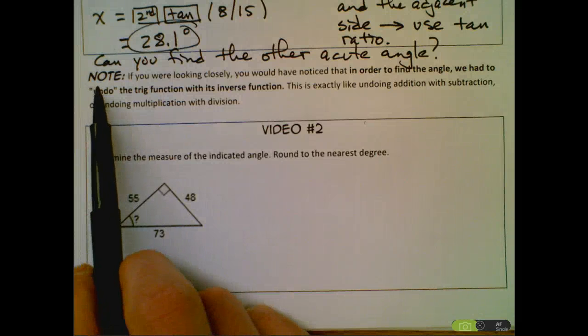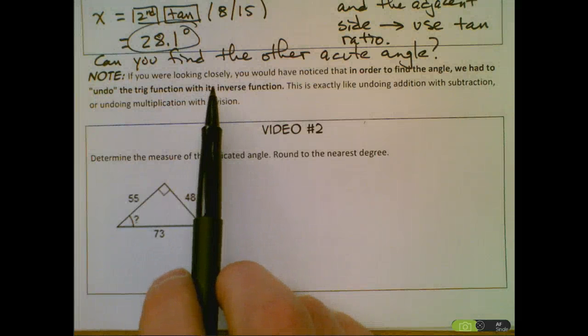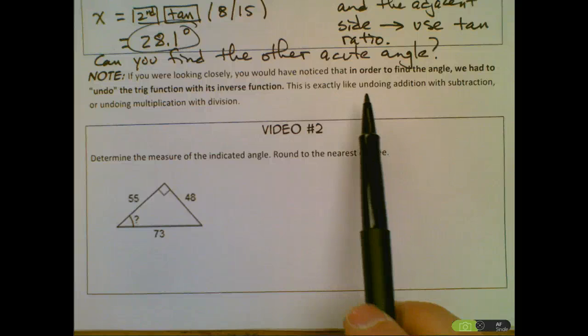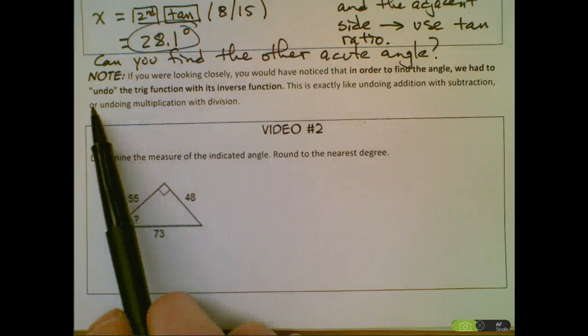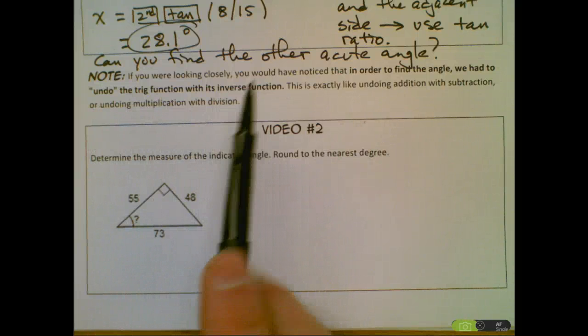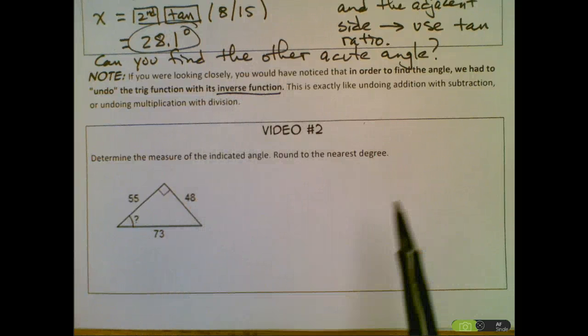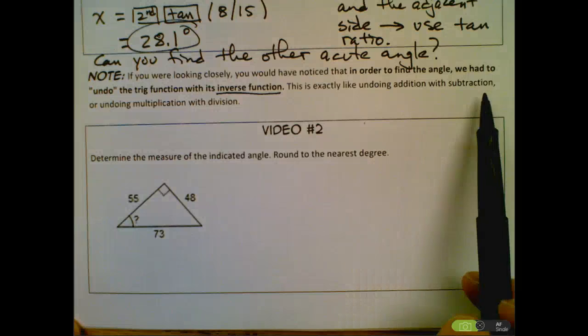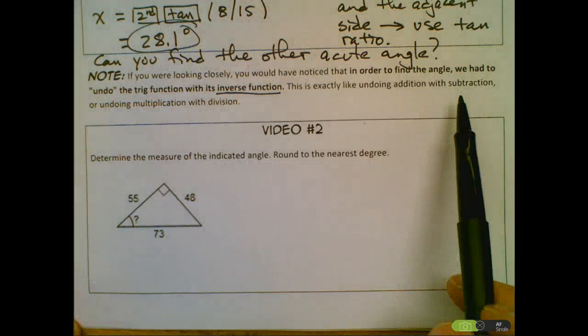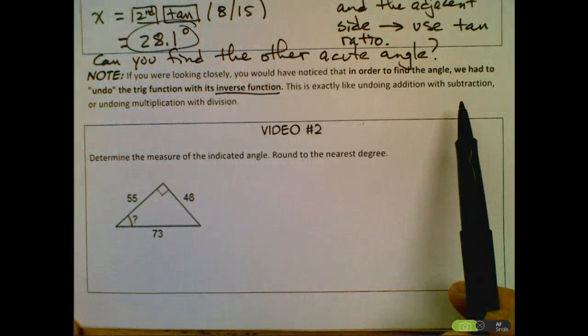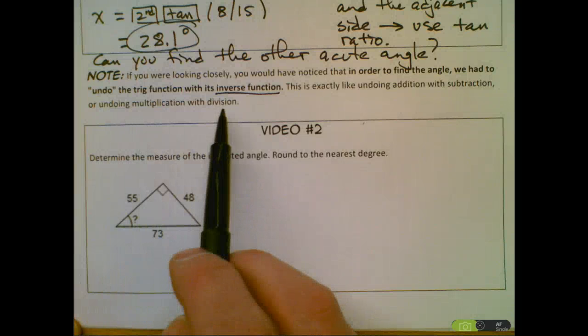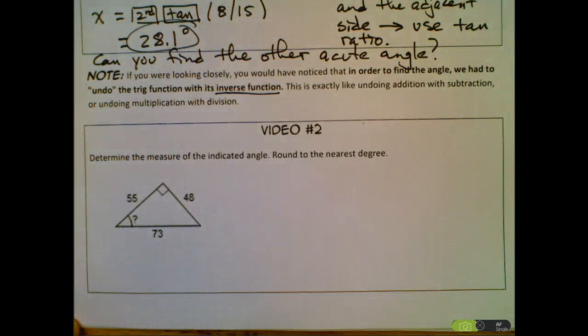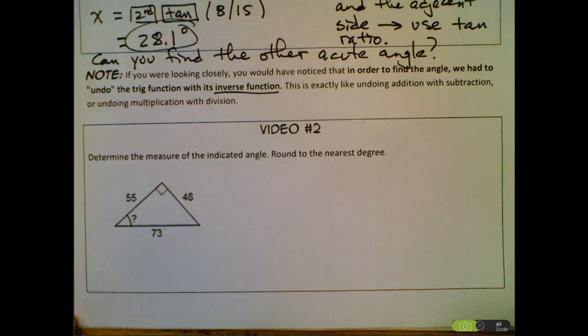So, if you were looking closely at the last example, you would have noticed that in order to find the angle, we had to undo the trig function with its inverse function. I mentioned something about this in the last video, but this is exactly like undoing addition with subtraction. Addition and subtraction are inverse operations, so they undo each other. Or undoing multiplication with division. Again, multiplication and division are inverse operations, so they undo each other.